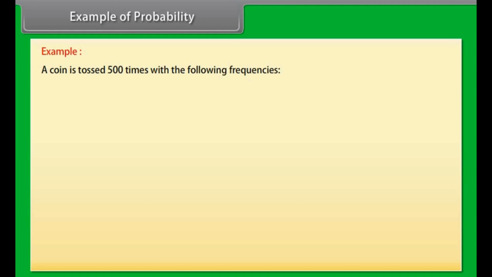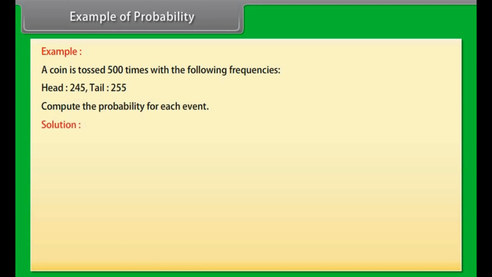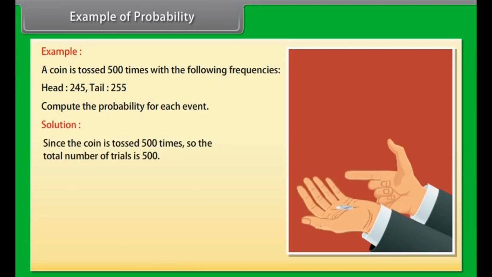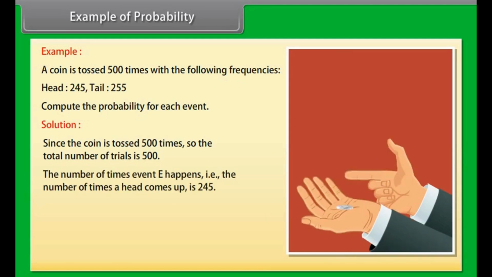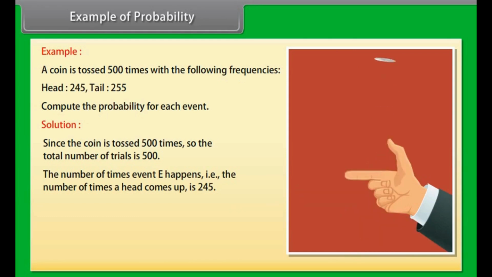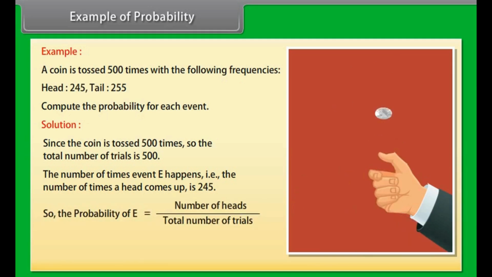Example of probability. Example. A coin is tossed 500 times with the following frequencies. Head 245, tail 255. Compute the probability for each event. Solution. Since the coin is tossed 500 times, the total number of trials is 500. The number of times event E happens, that is, the number of times a head comes up, is 245. So the probability of E is equal to number of heads upon total number of trials, that is, P(E) is equal to 245 upon 500 is equal to 0.49.